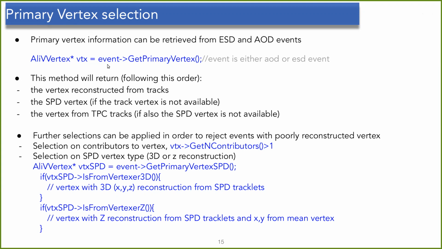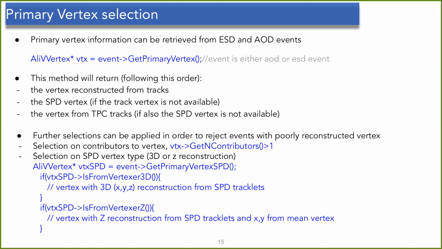Then you just need to check the event. If you have the ESD event, then you need to put the event pointer here for the ESD event in your user execution function. And if you have the AOD, then you can put the AOD. Then you need to call GetPrimaryVertex. In that way, you will get the information of the primary vertex. If you then want to select the vertex z, you can call GetZ to get the z information of the vertex.